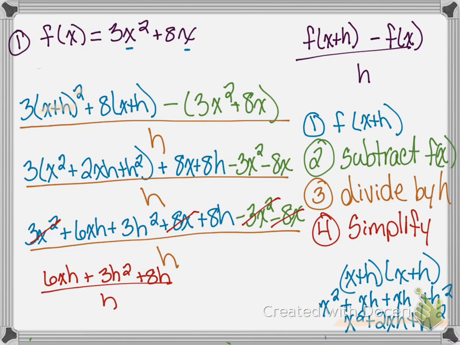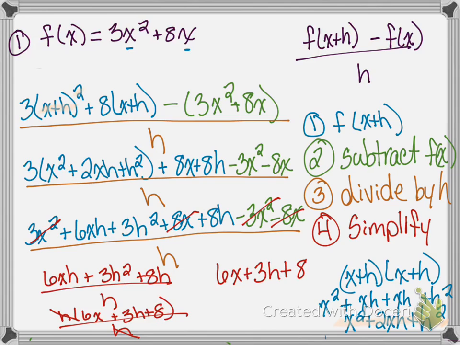Okay, my final step, I've got an h in every one of these, so I can factor that out. So I'm going to have h times 6x plus 3h plus 8 all over h. My h's cancel, so my final answer here is 6x plus 3h plus 8. And that is my final answer.